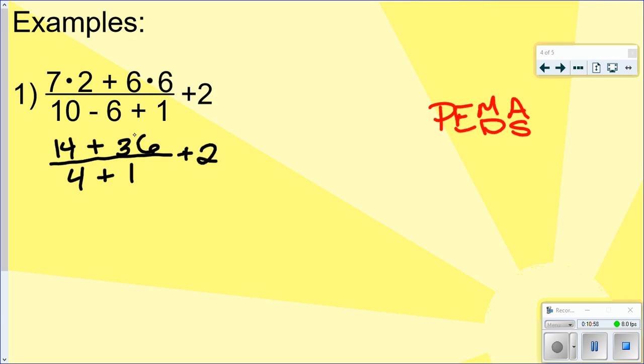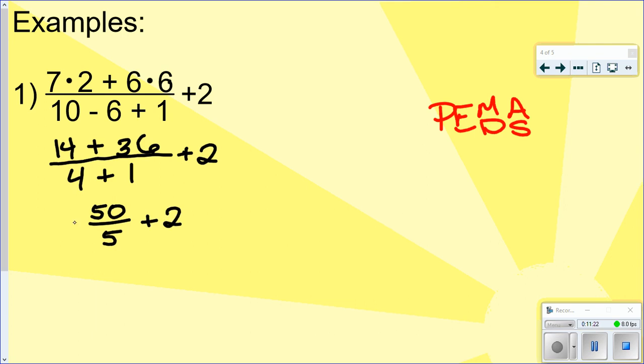All right, so let's finish simplifying this up top. Again, I got the 14 from 7 times 2 and the 36 from 6 times 6. And I did those first before the addition. Multiplication comes before addition. So let's add the 14 and the 36 together. That gives us 50. In the denominator, I have 4 plus 1 is 5.